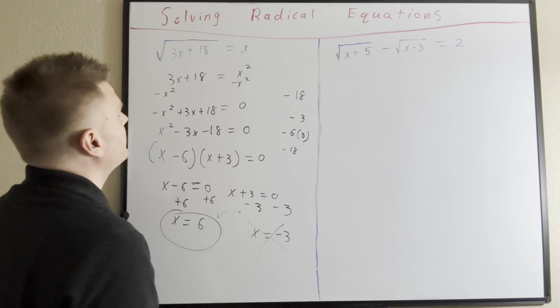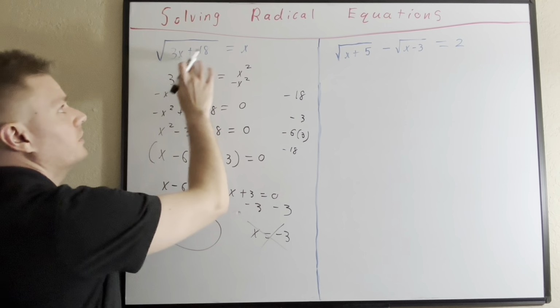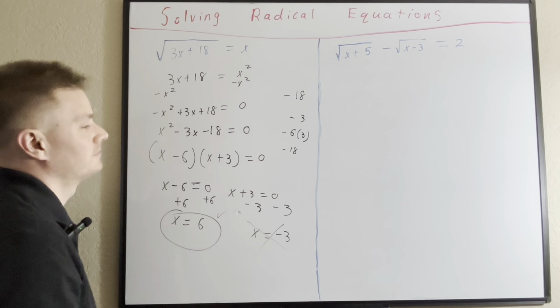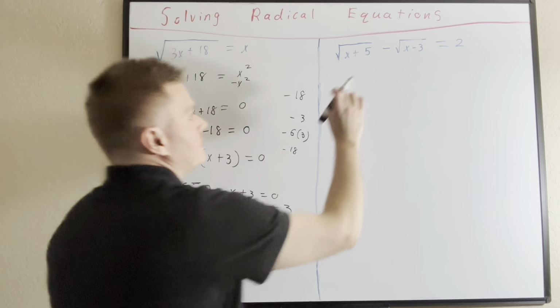I believe positive 3 would have worked though, right? 9 plus 18 is 27. Square root of 27 is not 3. Well, okay, brain fart. Anyways, moving on.